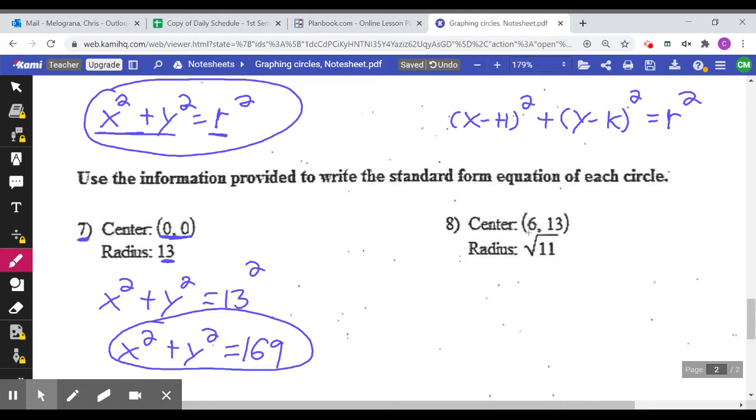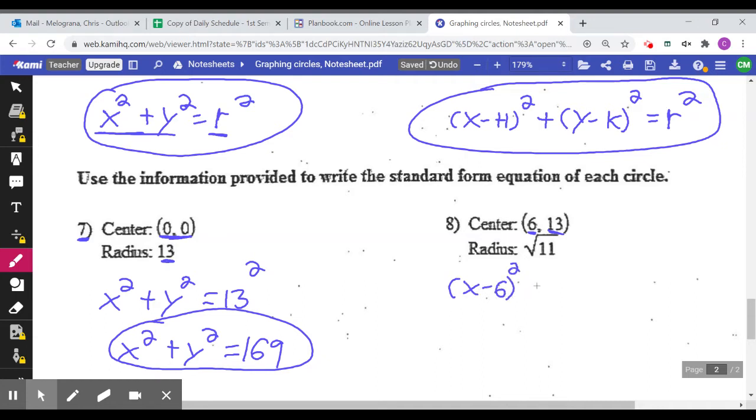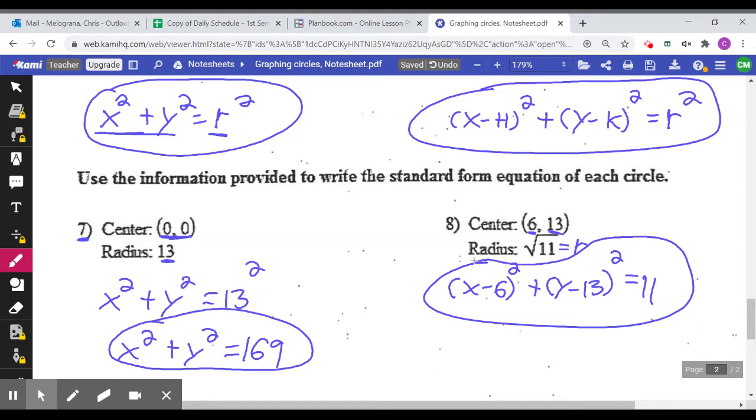Now, number 8, a little bit different. The center is not at the origin. So this is where we use these. Remember, we say h and k represent the shifts. So in this case, h is 6, k is 13. So we're going to have x minus 6 quantity squared plus y minus 13 quantity squared. And then it equals r squared. Well, remember, r is the square root of 11. So if you square the square root of 11, you just get 11 for it. All right, it's that simple right there.